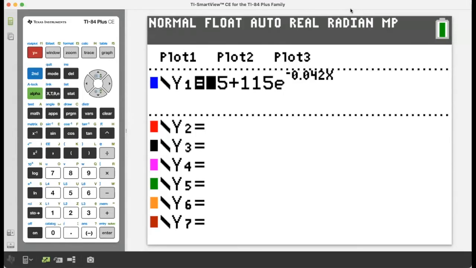So we're back to the graphing calculator, and I've pre-entered the function into the calculator, 65 plus 115e to the power negative 0.042t. And the first question said, find the temperature to the nearest degree of the coffee 10 minutes after it's placed in the room. My table settings are already set, so I'm going to go to my table.